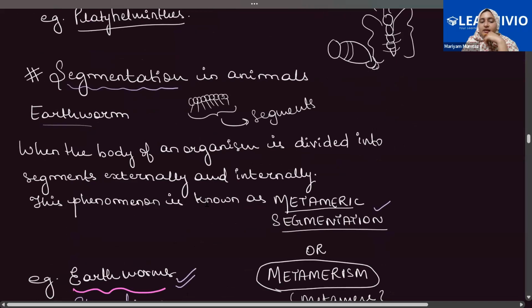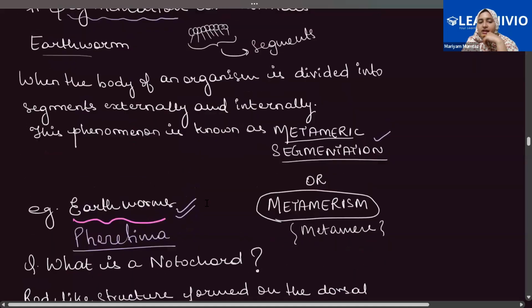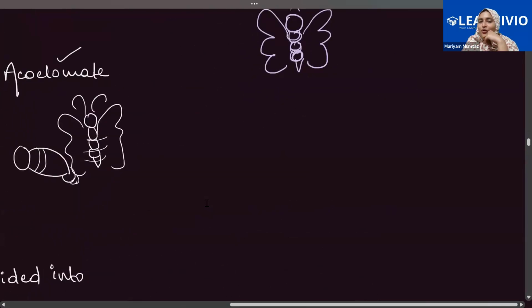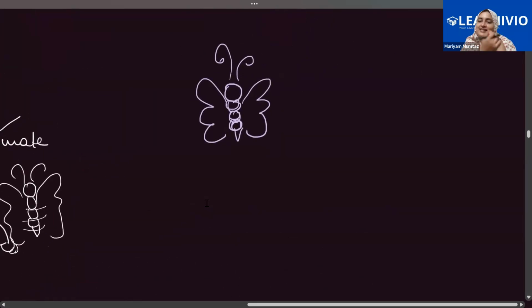Then we come on to segmentation. See, segmentation happens in the case of all animals. For example, if you draw a butterfly, do you draw it like this or like this? Most of us do it like that. So these structures that you used to draw, you think of it as the body, right? This is segmentation. Actually, the butterfly has that. This is segmentation in the body.